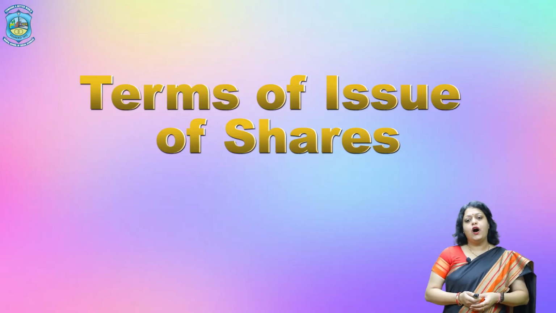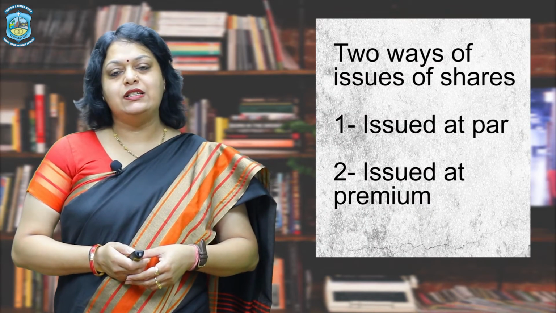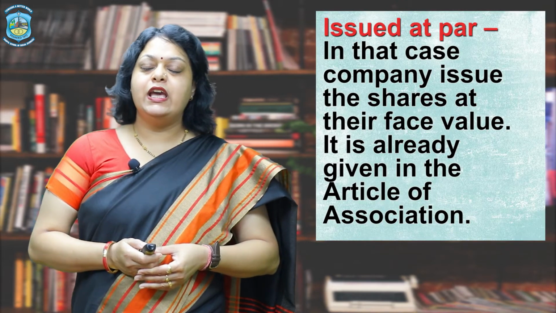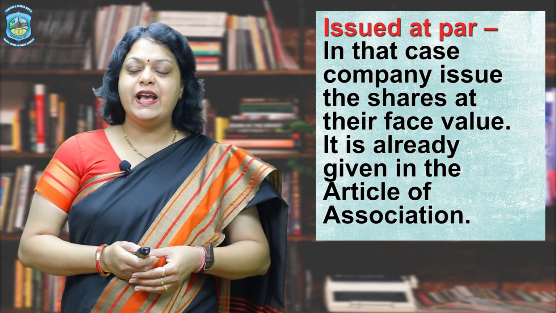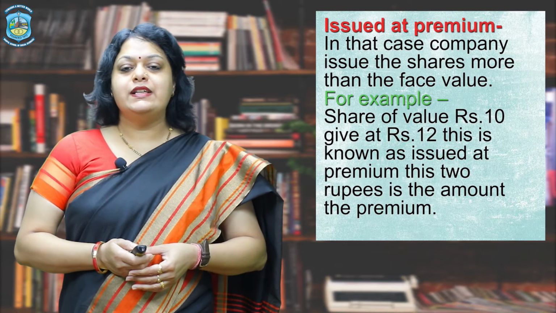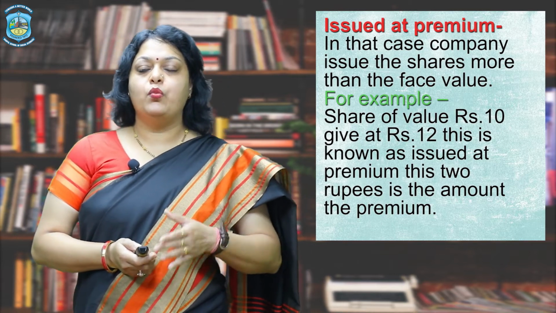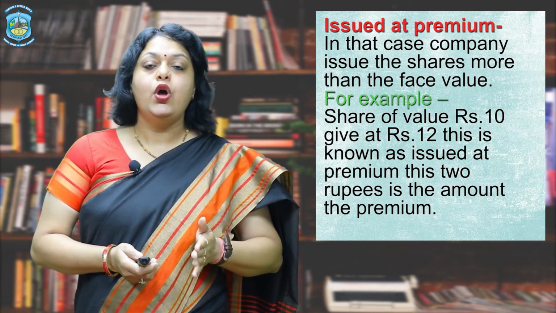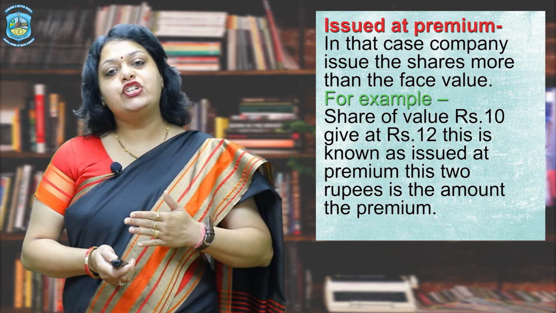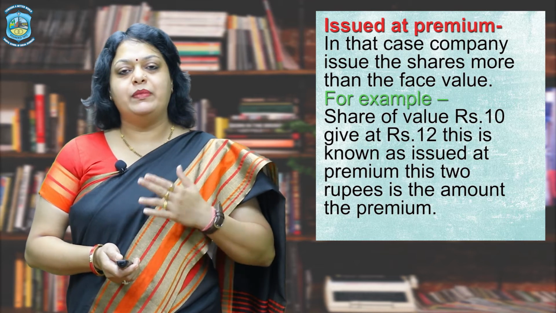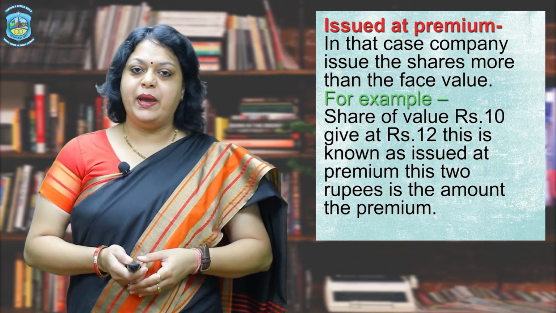Now, terms of issue of shares. There are two ways of issuing the shares: issued at par and issued at premium. Issued at par means the shares are issued at the face value, which is already given in the articles of the company, and the second one is issued at premium, meaning more than the face value. Suppose the value of a share is rupees 10, this is the face value. If the company is going to issue these shares at rupees 12, this is known as issued at a premium. This 2 rupees is the amount of premium.